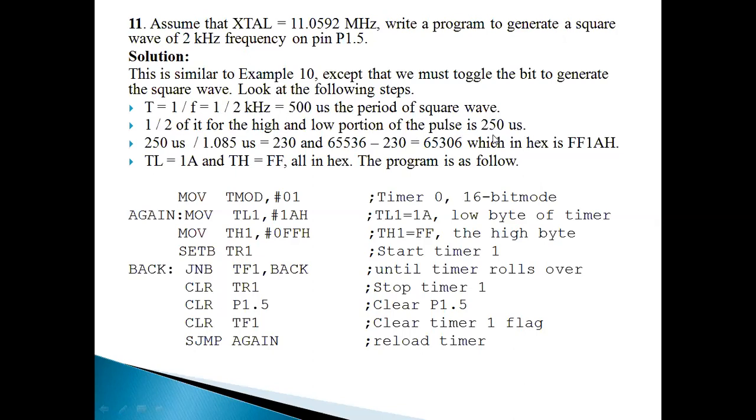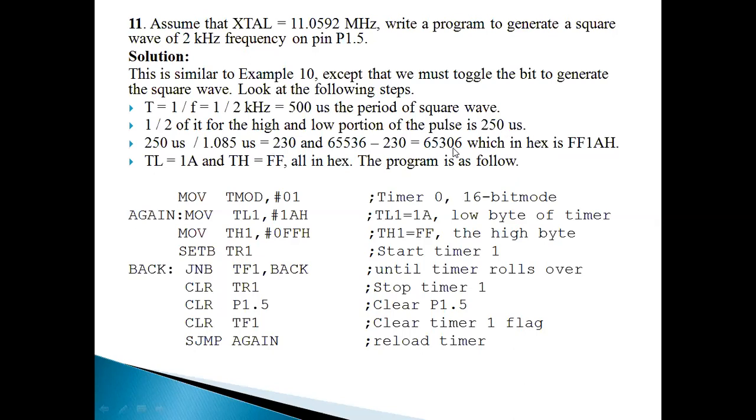Now this is the required time delay. Next, we have to divide this required time delay by 1.085 microseconds, and we get 230 as the value. So subtract this 230 from 65,536, which is equivalent to 65,306. So this is the number of clocks.